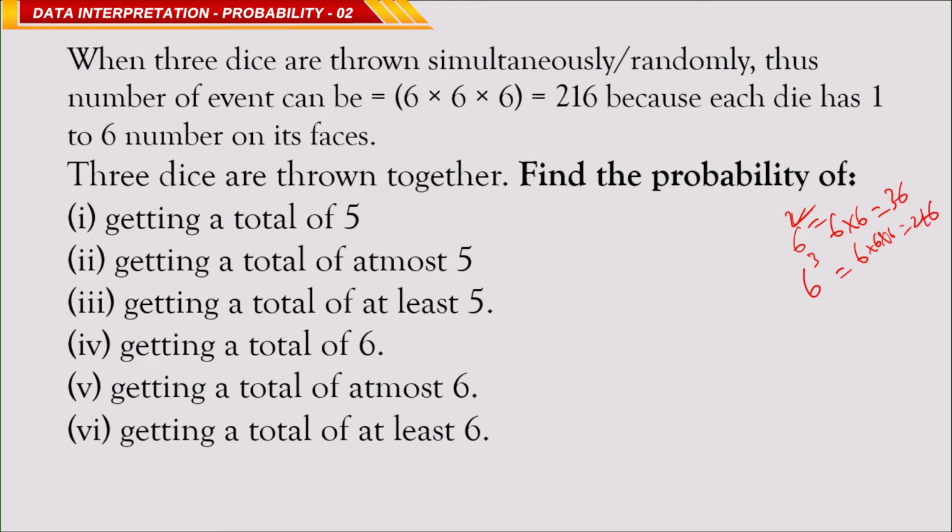Here the first one is getting a total of 5. When you are getting a total of 5, what is the probability of this one?